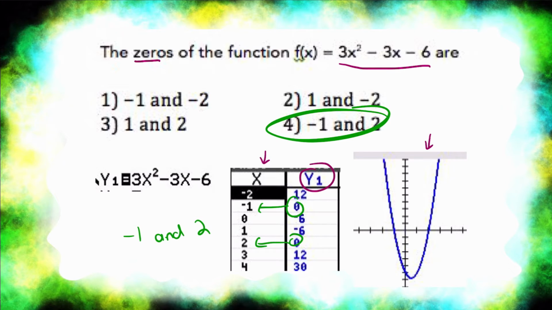If you use the graph, this is 0, counting twice to the right, that's when x is 2, and 1 backwards, that's when x is -1.